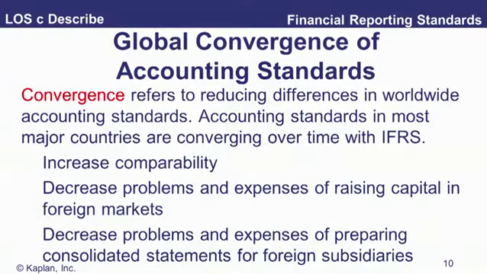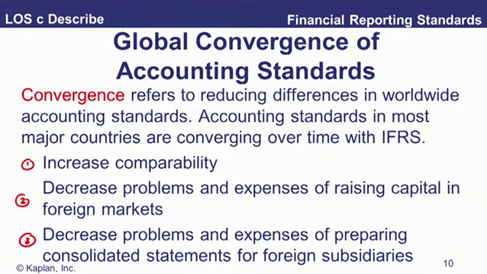Our LOS changes now. It's still a describe LOS, but it's asking us to discuss the barriers to convergence in particular. So let's talk about convergence, global convergence of accounting standards. This is the idea of harmonizing accounting standards. Now, again, I think the most important thing here is to note, essentially, the reasons. So, 1, 2, and 3. Why do we want one unified system of accounting standards?